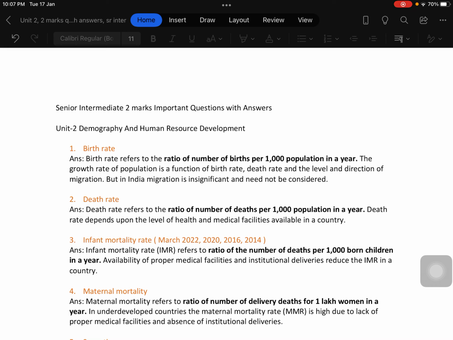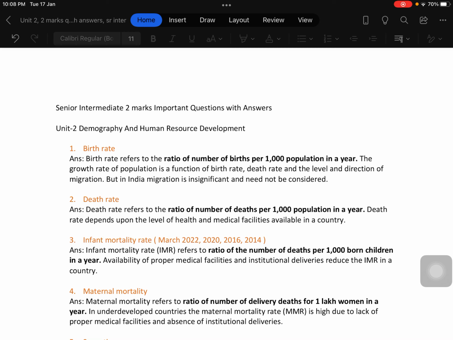The growth rate of population is a function of birth rate, death rate, and the level and direction of migration. So basically, how do we calculate the growth rate of population? It is birth rate minus death rate. But in some countries, some people might move out of the country, or some people might move into the country. If more and more people are moving into the country, it is added. If more and more people are moving out of the country, it is subtracted. So birth rate plus or minus migration of the people and minus death rate. That is how the growth rate of population is calculated.